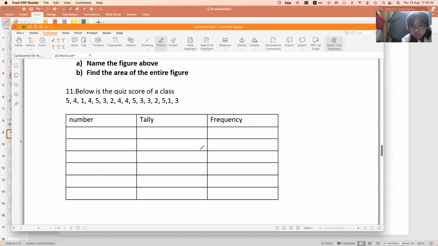Are you looking at this? What's the meaning of this question? It says the quiz score of a class, right? Yeah. 5, that means this is the first person's score. 4, this is the second person's score. 1, this is the third person's score. 4, this is the fourth person's score, and subsequently. So let me count. So 16 students.